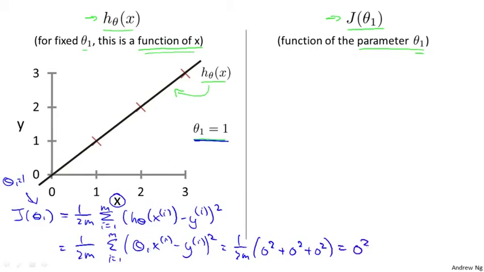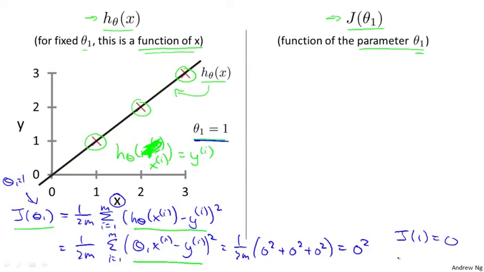Now, inside the cost function, each of these terms is equal to 0 because, for the specific training set I have, where my 3 training examples are at (1, 1), (2, 2), (3, 3), if theta 1 is equal to 1, then h of x i is equal to y i exactly. And so h of x minus y, each of these terms, is equal to 0, which is why I find that J of 1 is equal to 0. So we now know that J of 1 is equal to 0. Let's plot that.